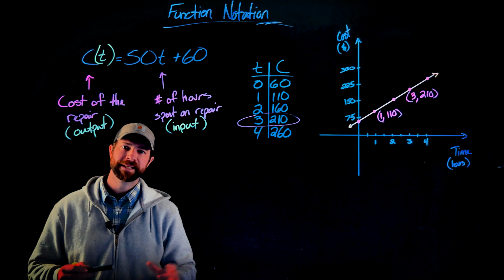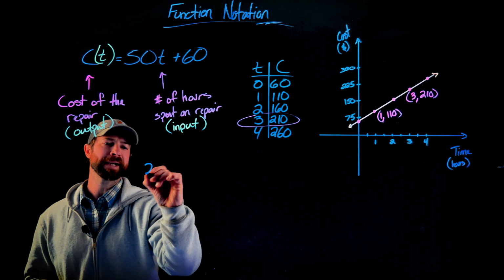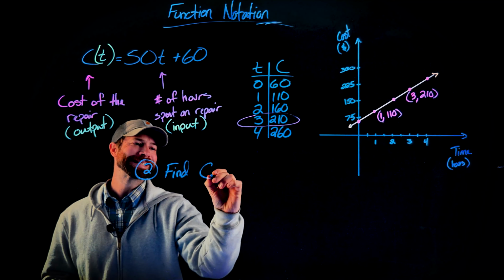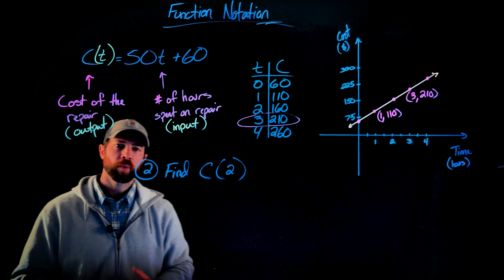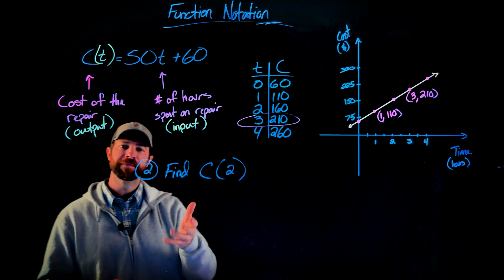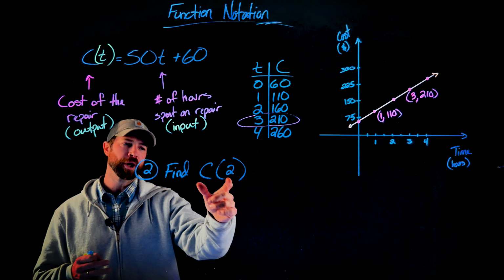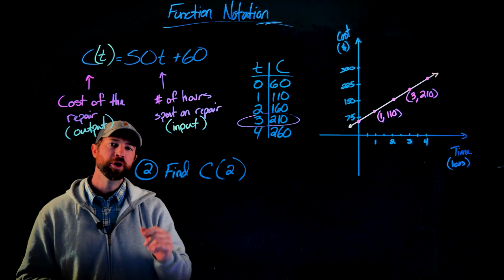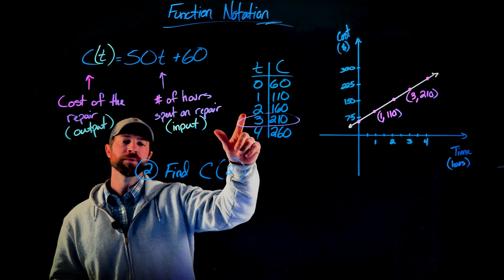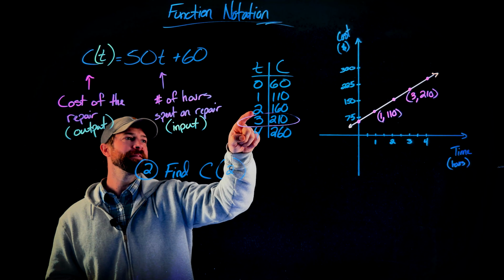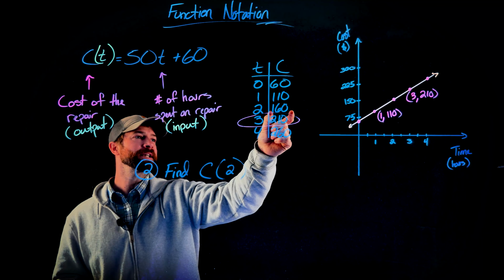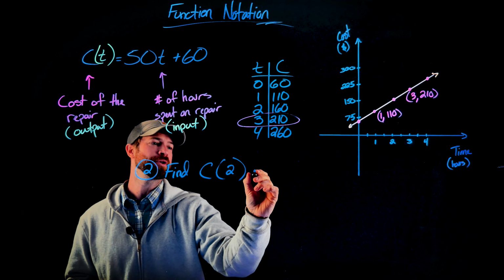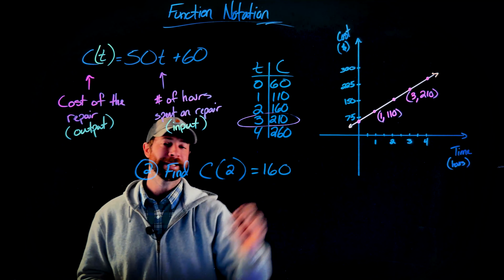To tie that last example together, let's look at another one. For instance, if I wanted to find, let's say, c of 2. What this is looking for is what this function outputs when I plug in a 2. I could do that two different ways. I could go to the table of values, find my input or my t value of 2, and find out the associated cost is 160. So that would give me that c of 2 is 160.